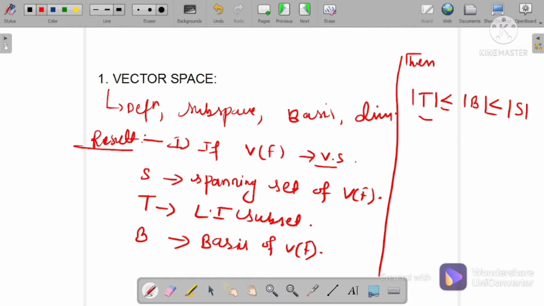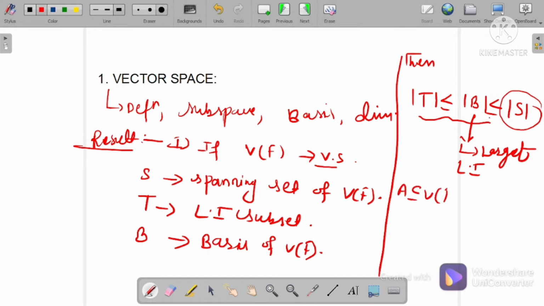See, what does this mean? This means the basis set B is the largest linearly independent subset of a vector space V, and it is the smallest spanning subset of a vector space V. So that means if A is any subset of vector space V, and the cardinality of this set A is greater than the cardinality of the basis set B, then this A is always linearly dependent, because B is the largest linearly independent set.